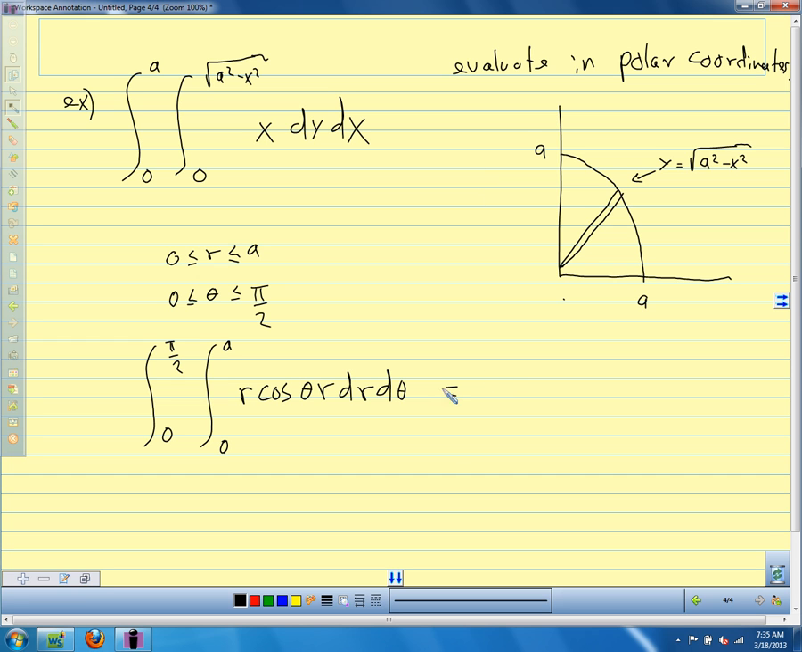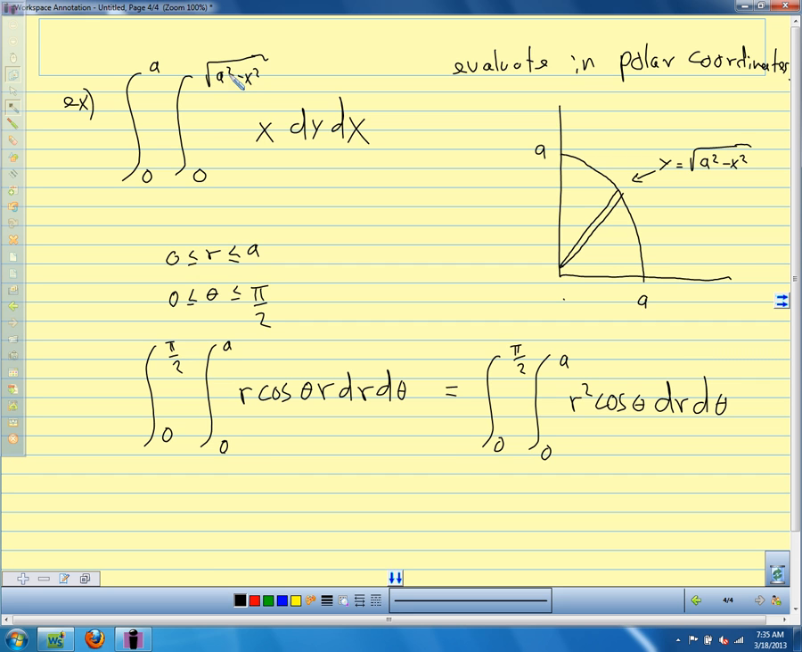And this becomes, if I rearrange, the integral from 0 to pi over 2, integral from 0 to a of r squared cosine theta dr d theta. Not a difficult one to evaluate. The inner integral, we just evaluate r cubed over 3 from 0 to a, and the outer integral, we're evaluating the integral of cosine theta d theta. So this one's an easy one to evaluate. This one we would end up having to do some trig sub to evaluate.